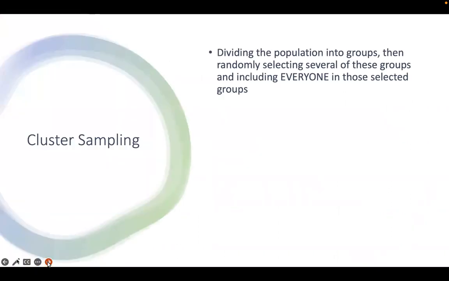Let's go to cluster sampling. Cluster sampling is when we divide the population into groups and then randomly select several of those groups and include everyone in the selected groups. Now we use this if we can't get everywhere. So we're like, okay, we cannot get everywhere, so let's divvy people up and then we'll talk to groups that we can actually get to.